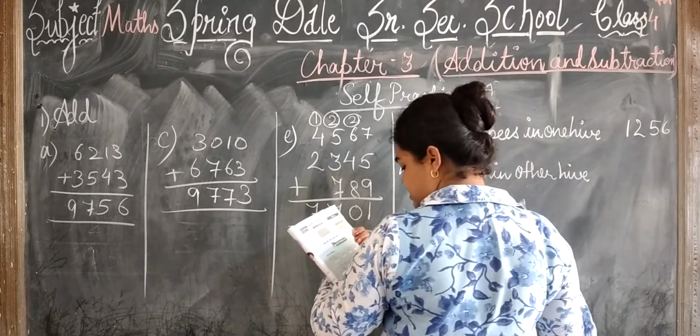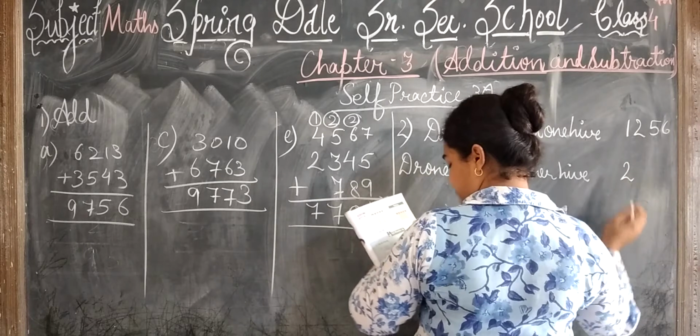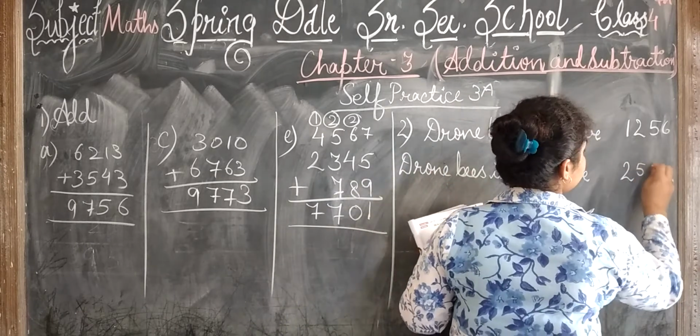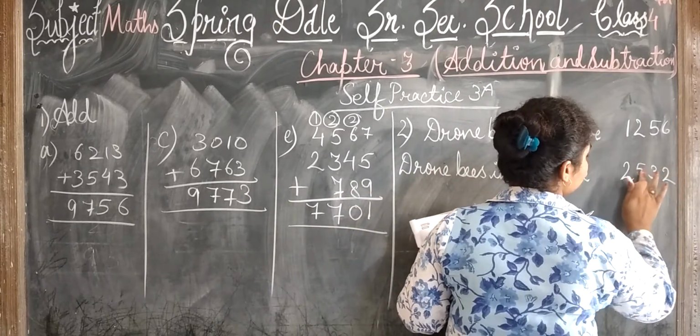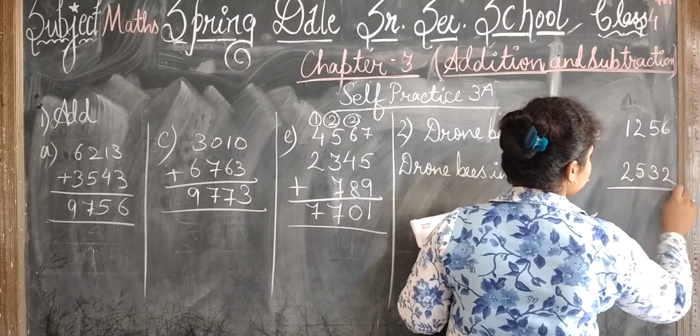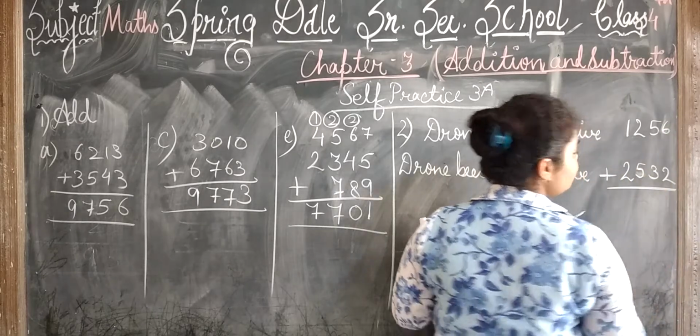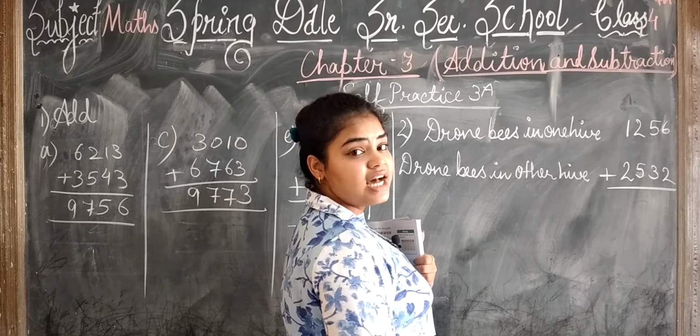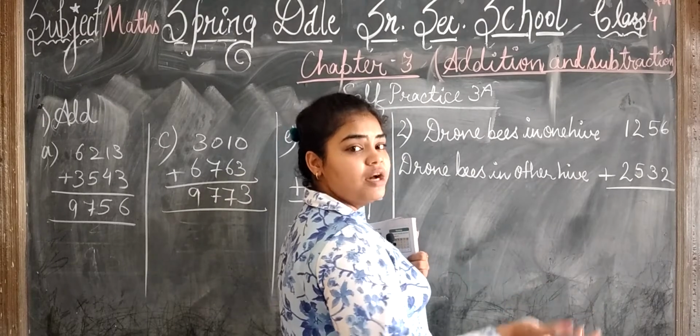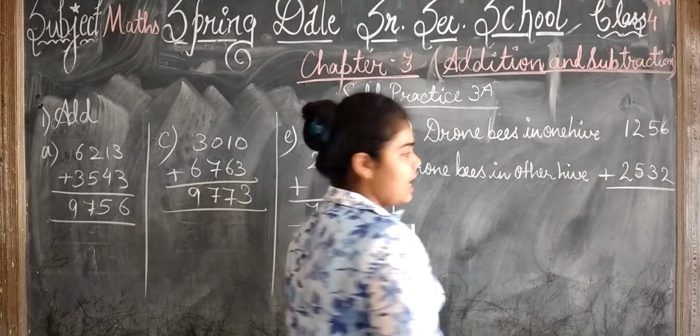Second one we have is the 2,532. Okay children, we are going to add these two numbers because they are asking us all together how many drone bees they have.